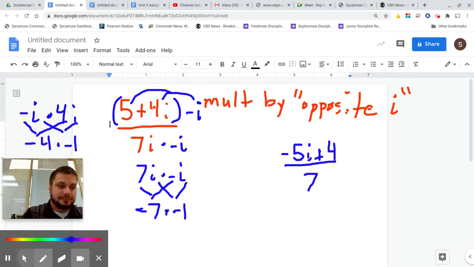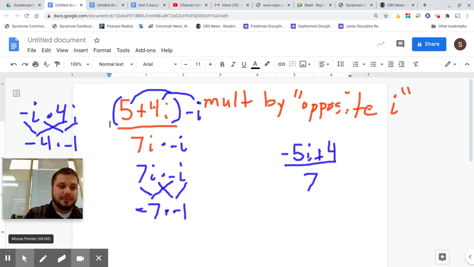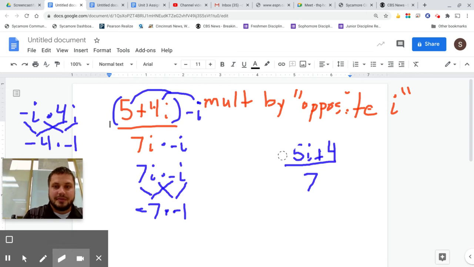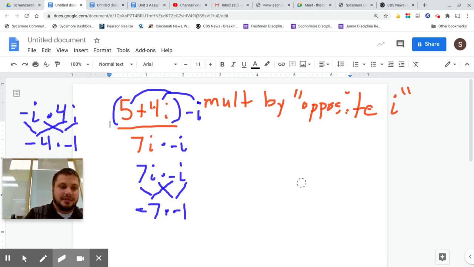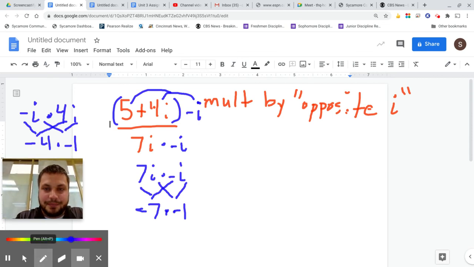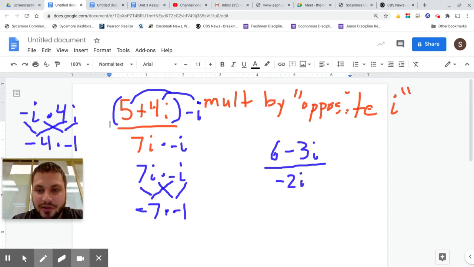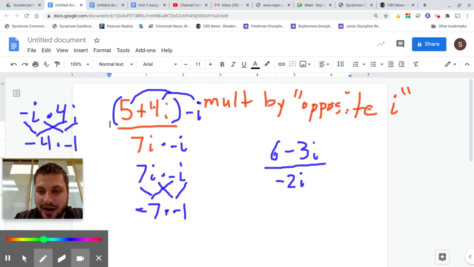Okay, let me show you another one. I want to reiterate this idea of opposite i. So what if I had 6 minus 3i, and that's all over negative 2i. I want to multiply by opposite i. On the bottom is a negative 2i. They are negative, so the opposite of that would be a positive i. I'm going to multiply by positive i this time on top and bottom.